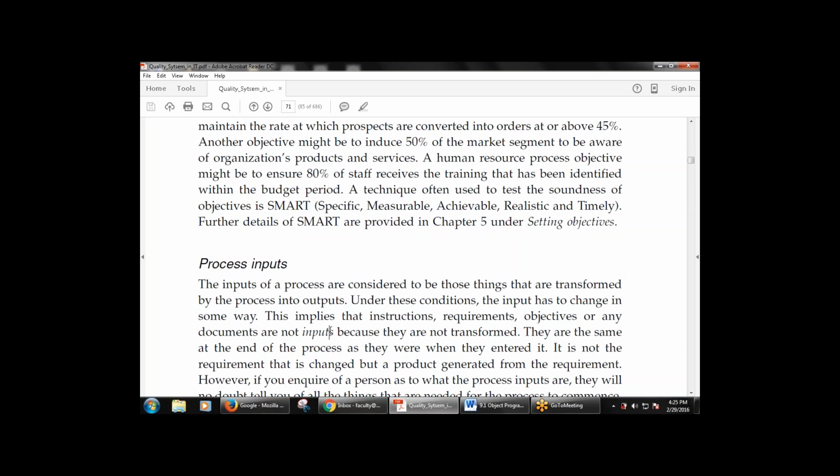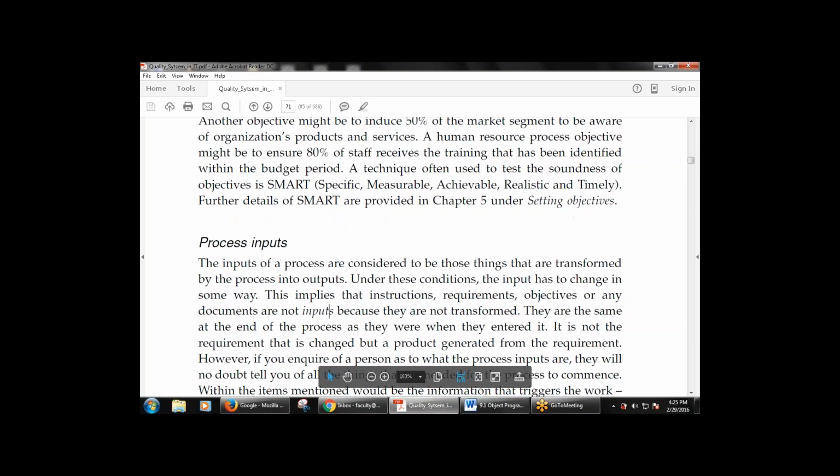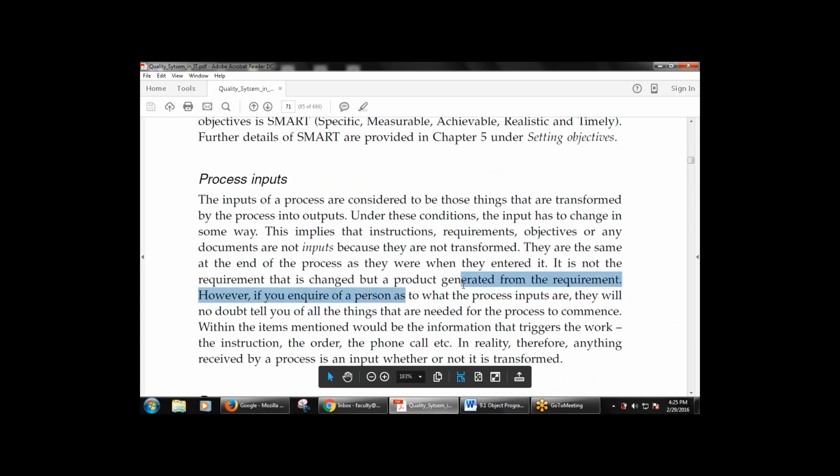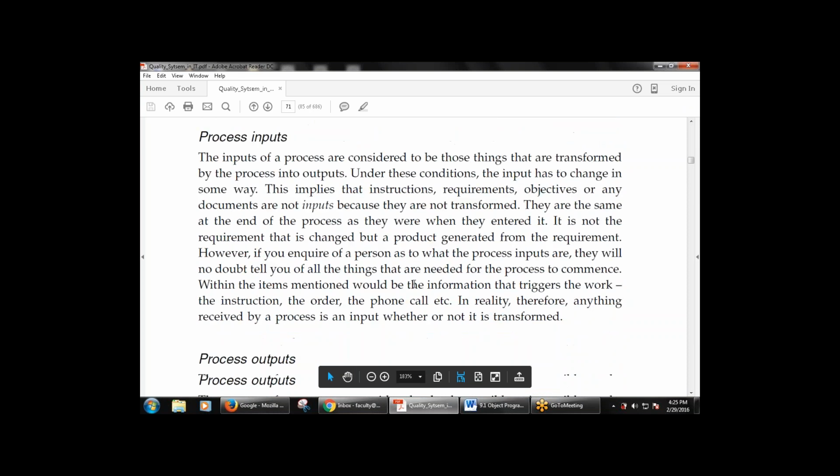So whatever the entering procedure, whatever values are given, they are entering into the process input. It is not the requirement that is changed, but a product generated from the requirement that is known as the process input. However, if you ask a person what the process inputs are, they will no doubt say all of the things that are needed for the process to commence. So whatever is needed for process commencement is given as the input.